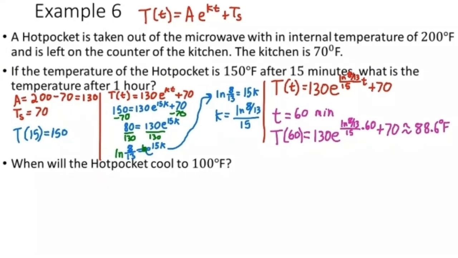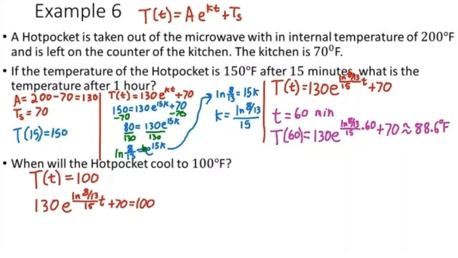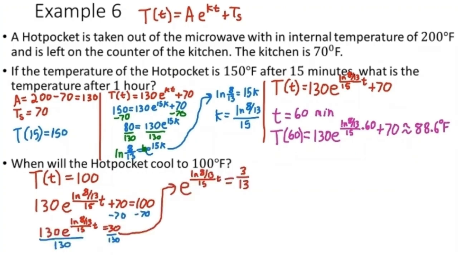Next, we want to know when will the hot pocket cool to 100 degrees Fahrenheit, which means we're trying to solve the equation T of T equals 100. We already know what our model is from the first part of the question, so we're trying to solve the equation 130 times e raised to the natural log of 8 over 13 all over 15 times t plus 70 equals 100. We'll solve this equation very similar to the way we found k in the previous problem. We'll start off by isolating e to our power. So after subtracting 70 from both sides and dividing by 130, we get that e to the natural log of 8 over 13 all over 15t equals 3 over 13.